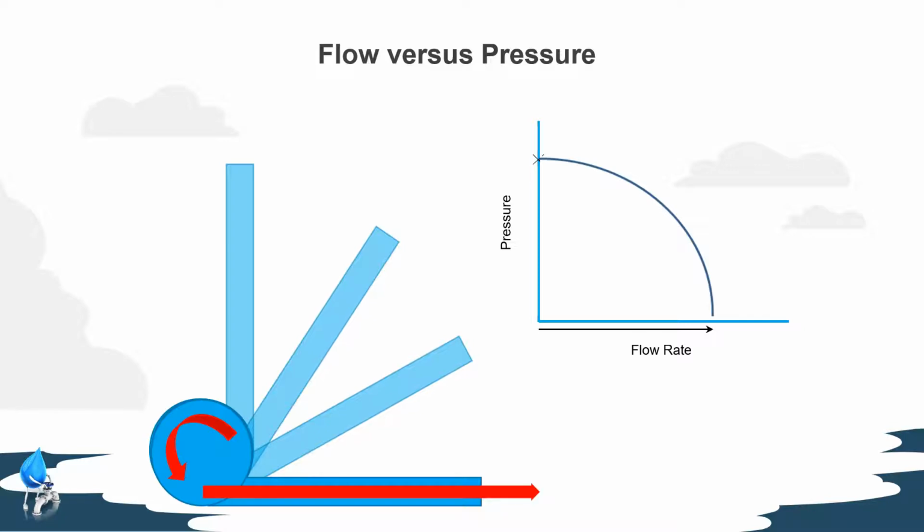So on the right hand side we now have a simplified pressure versus flow rate pump curve. And that's just an illustration of how this pump curve is derived. But as I say, this is a very simplified look at a pump curve.